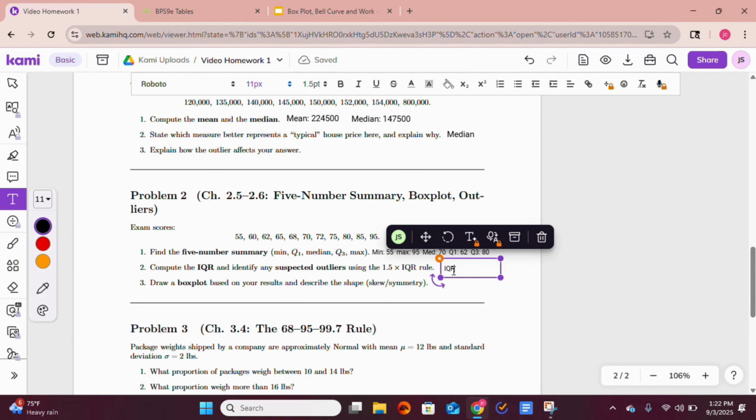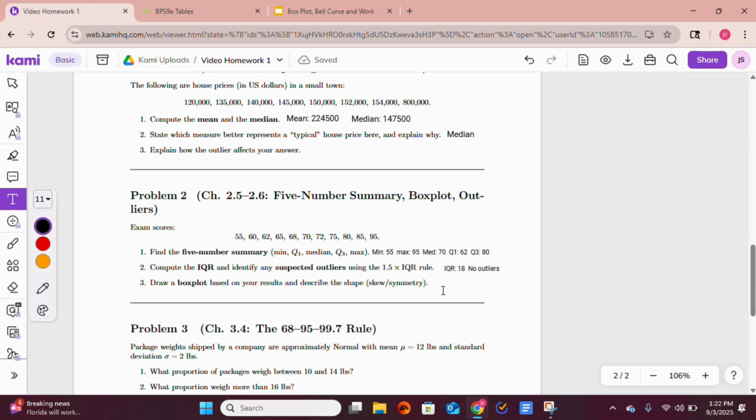So our IQR was 18, and we had no outliers. Now we can move on to number 3, where we are asked to draw a box plot.